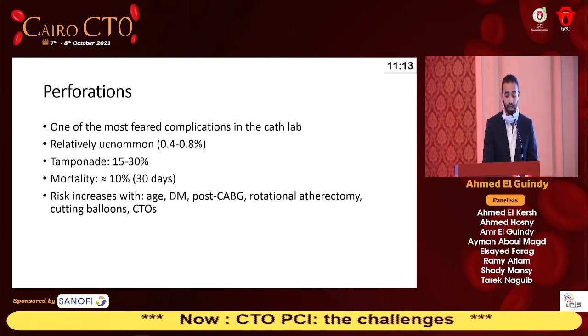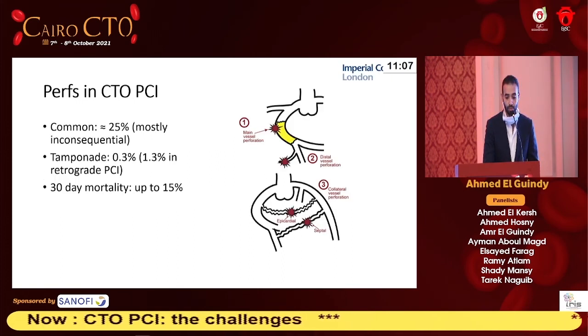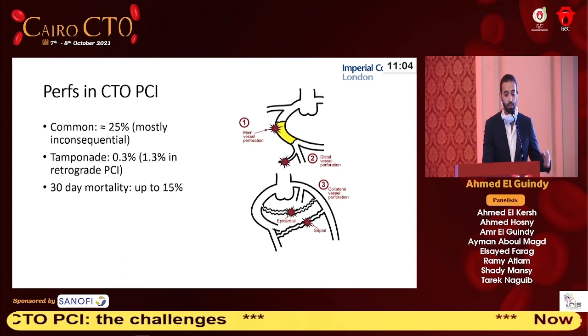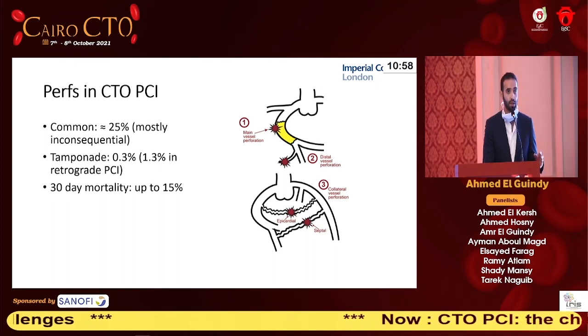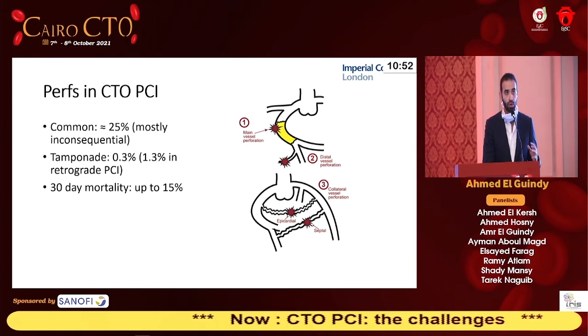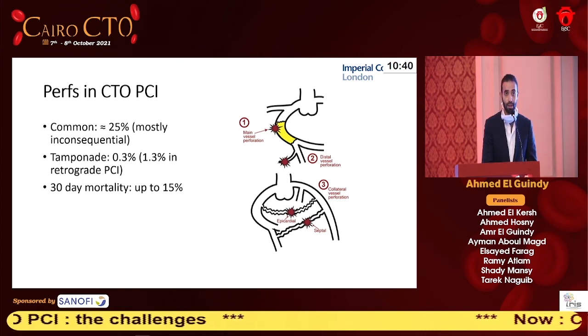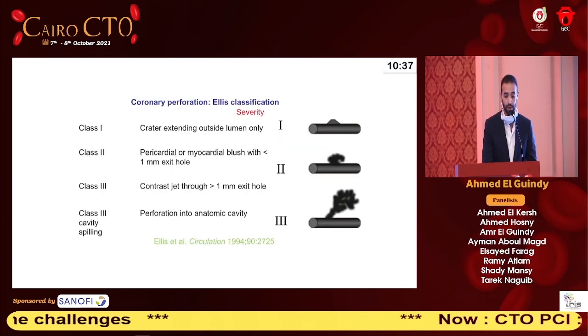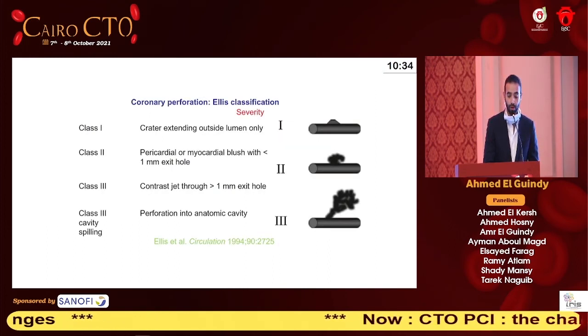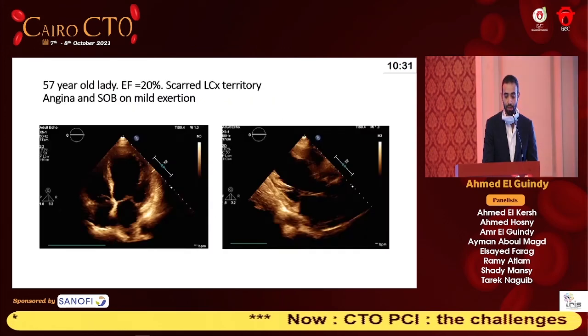The risk increases with age, with diabetes, with post-CABG patients, with the use of rotational atherectomy or cutting balloons, and in CTO PCI indeed. When we focus on CTO PCI, perforations are actually common. In up to 25% of cases, we will push a wire outside the vessel architecture. But the good thing is wires alone hardly ever cause a problem. Tamponade occurs in 0.3%. This rises to 1.3% with retrograde CTO PCI, and the 30-day mortality is high. It hovers around 15%. Again, for the sake of time, you're familiar with the Ellis classification to categorize or grade the severity.